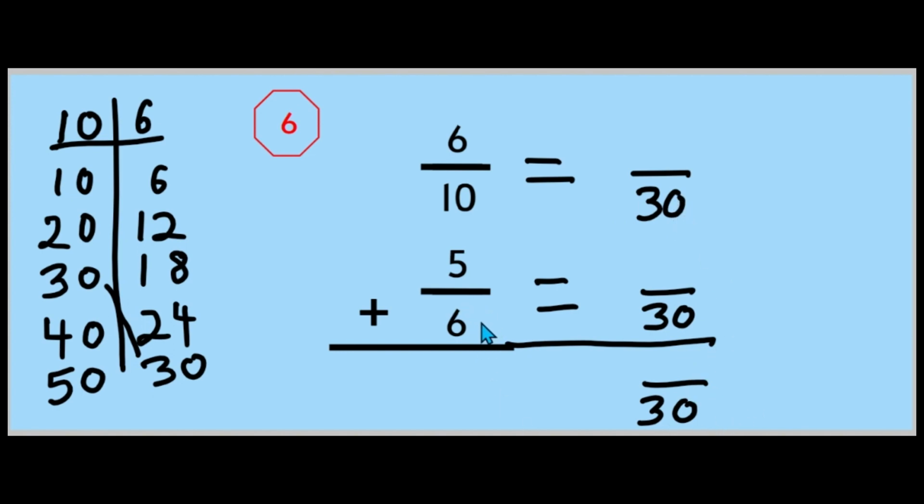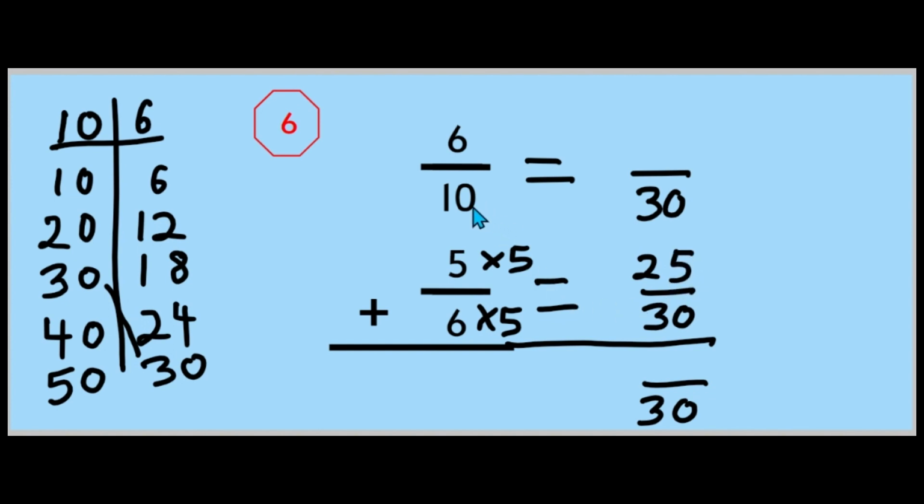So let's look over here. I went from 6 to 30. How did I do that? I multiplied 6 times 5. What I do to the bottom, I do to the top. 5 times 5, that equals 25.